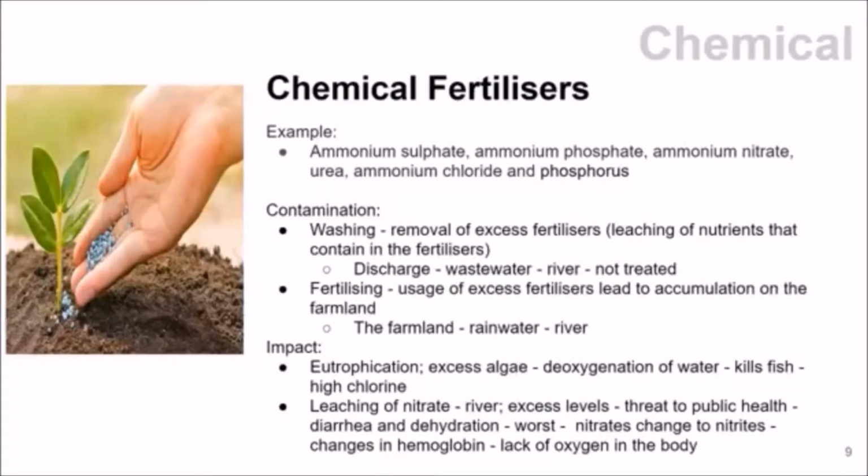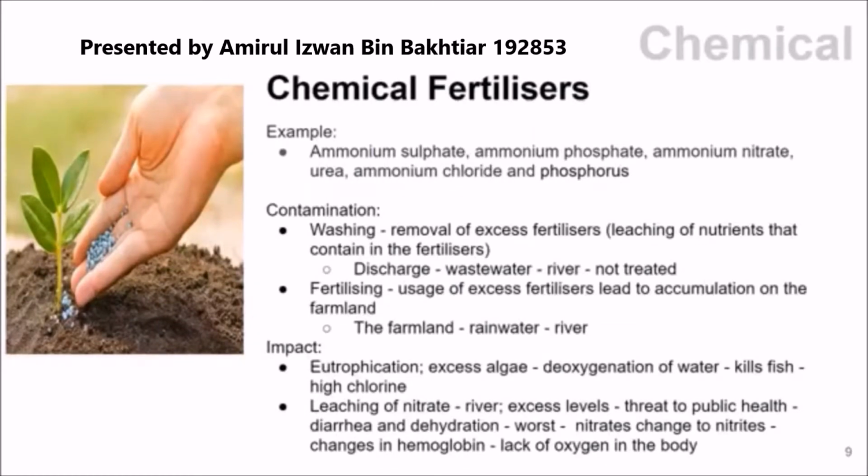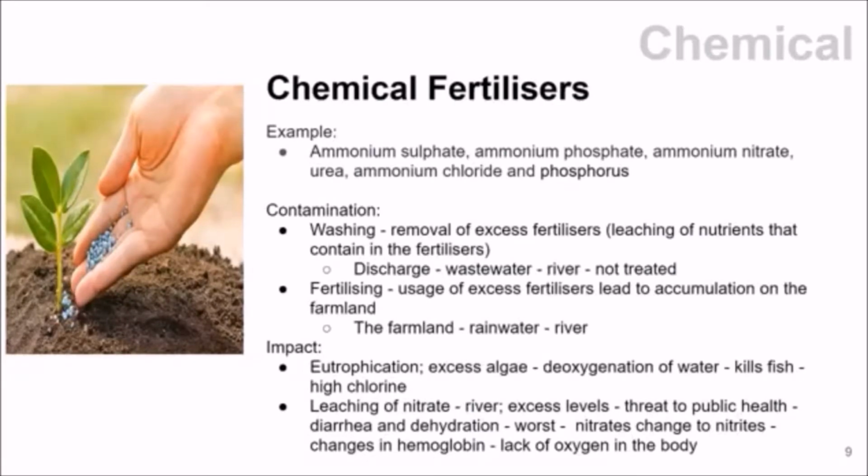Chemical fertilizers. Examples of chemical fertilizers are ammonium sulfate, ammonium phosphate, ammonium nitrate, urea, and so forth. Next, for controlling the contamination, firstly is by washing. By washing, we can remove excess fertilizers that have been used by the farmers. Leaching of nutrients will happen. The nutrients come from the fertilizers themselves.